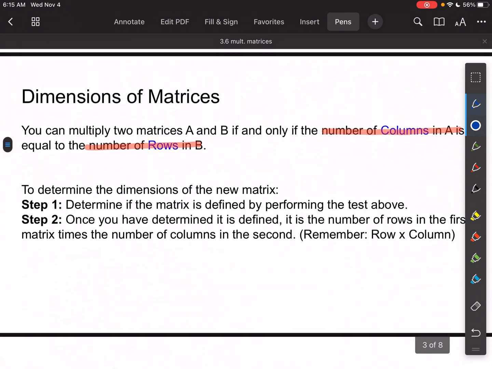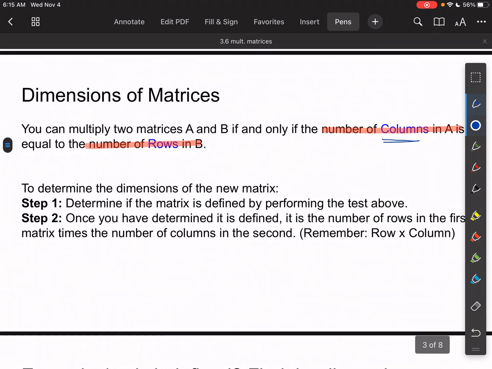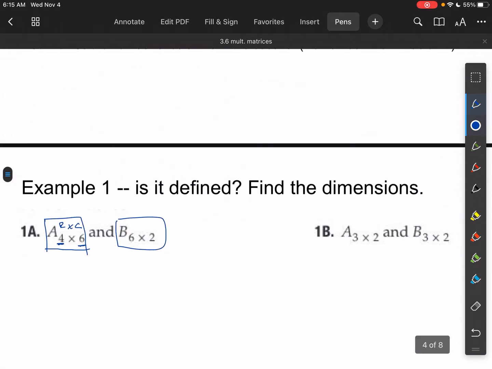Okay, so let's go back here. The number of columns in the first one has to match the number of rows in the second one. When they give us data like this, what's really nice is that basically the inside numbers must match. That's what we essentially just said. Columns in the first must match the rows in the second. And in this case, it does. They're both 6.